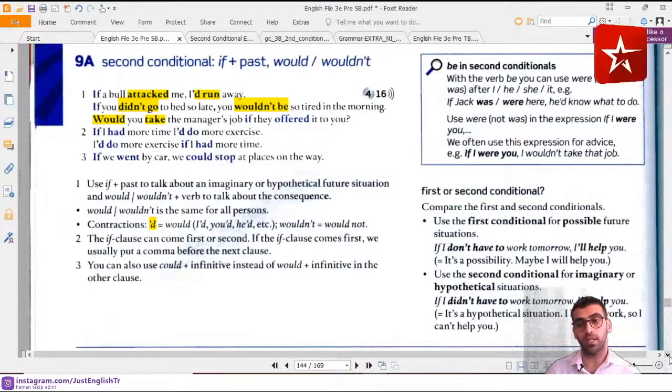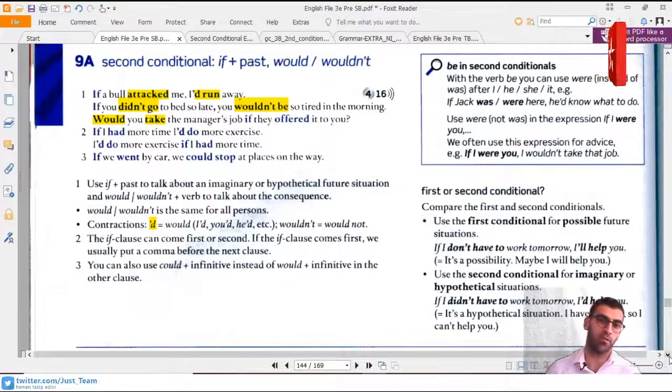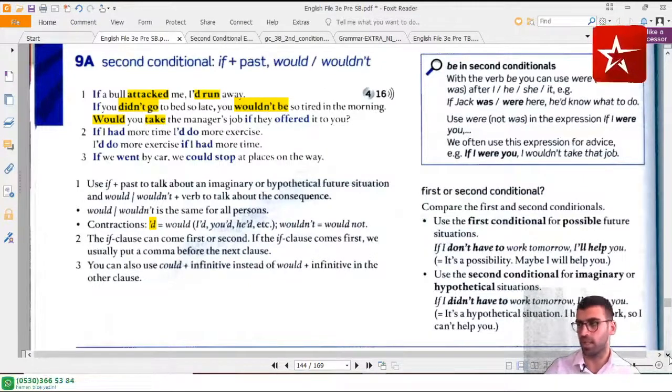We use the first conditional sentences to talk about the real situations. For example, if I study hard, I will pass my exams. But the second conditional types is about unreal situations. For example, if I had $1 billion, I would buy a house in California. So this is unreal because I don't have $1 billion at the moment. It is unreal. It's imagination. Okay, imaginary situation or hypothetical situation that we use the second conditional for.